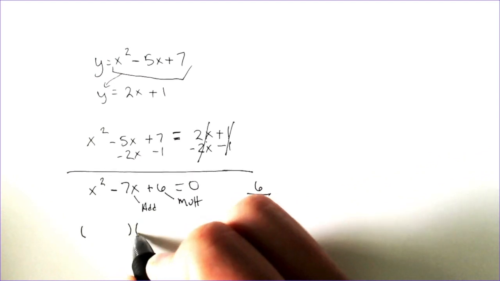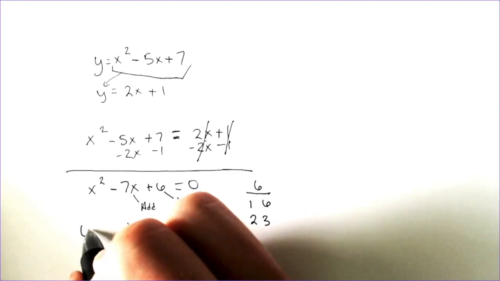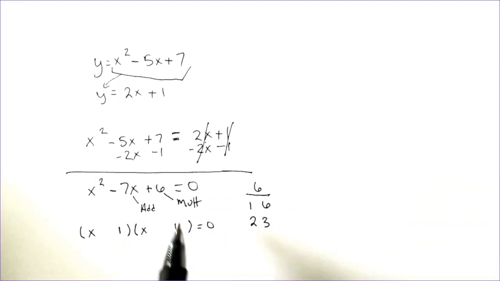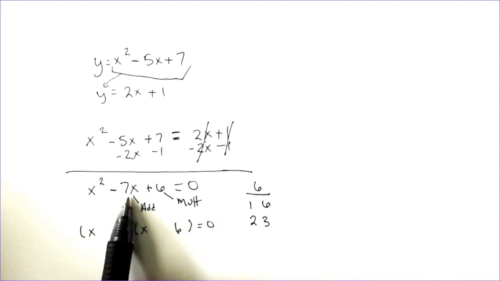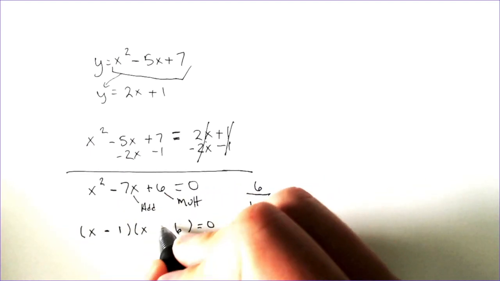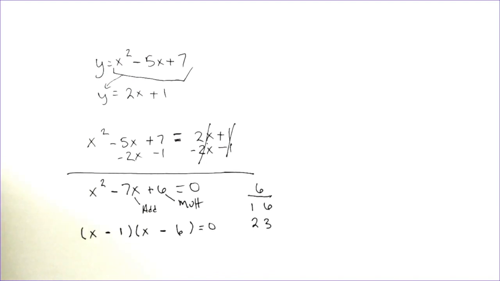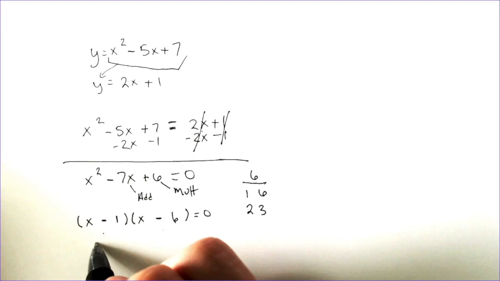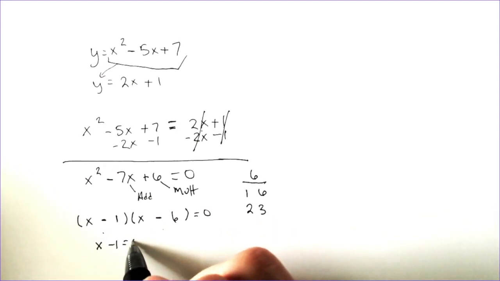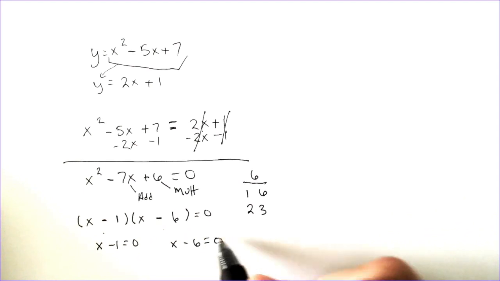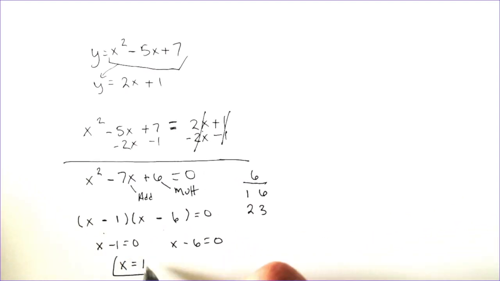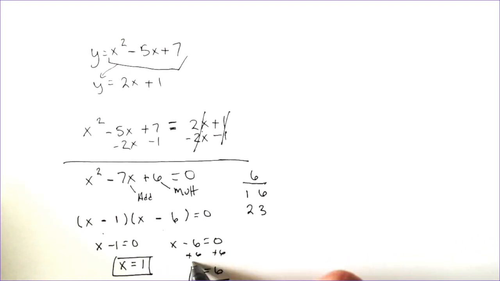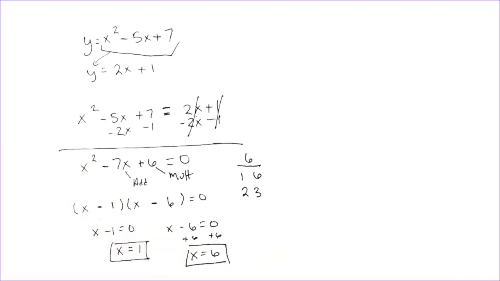So I'm going to write out my parentheses, because that's what my factors are going to be. I'm going to put an x there and an x there. I know it's going to be a 1, I know it's going to be a 6. In order to multiply to positive 6, but yet still add up to negative 7, they're both going to be negative. So we have our 2 factors. Now that we have our 2 factors, we have to individually set them equal to 0 to solve. We add 1, x equals 1. We add 6, x would equal 6. So we got our 2 solutions for x.